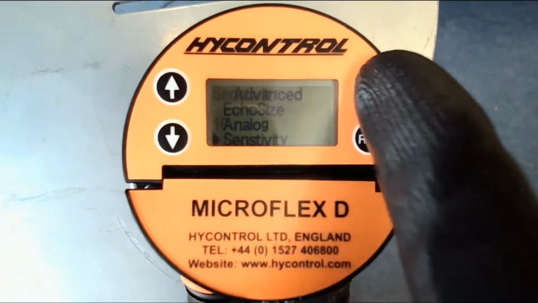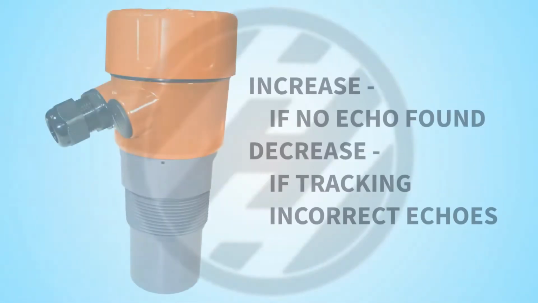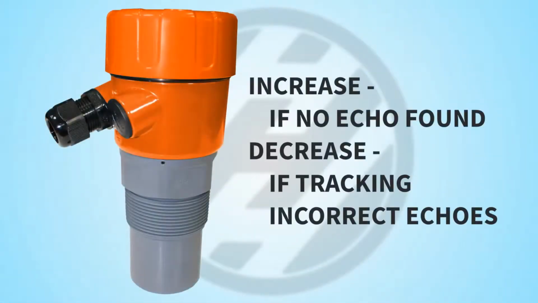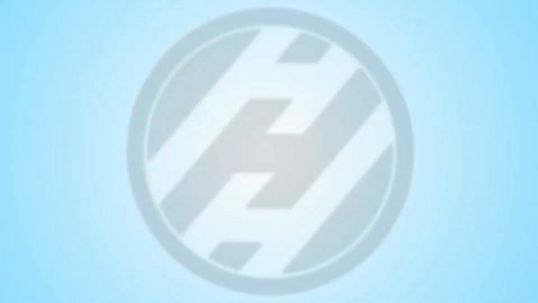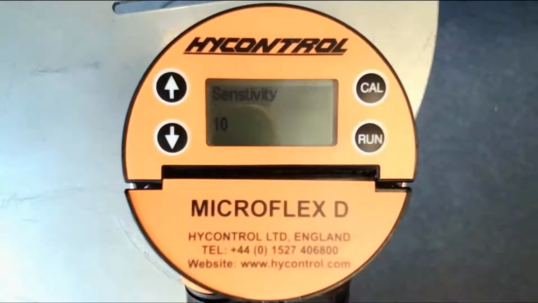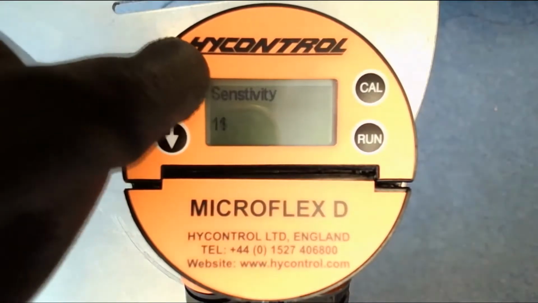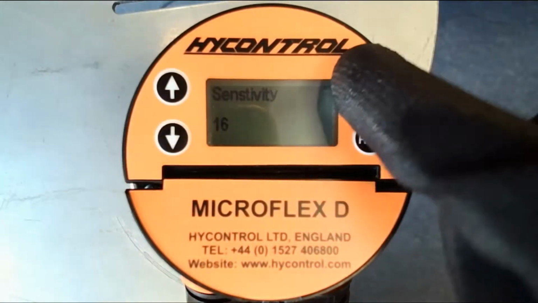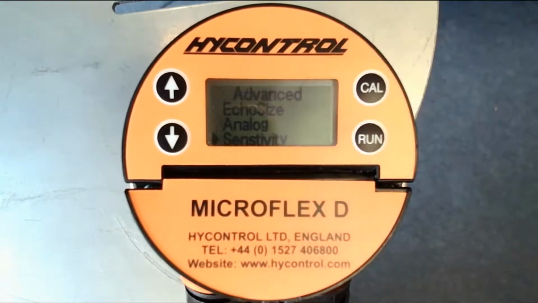Press the down arrow once more, we can then look at the sensitivity. Press the Cal button and the sensitivity is set at 10. If we are not processing an echo or we are seeing that the instrument is unstable, then we can increase or decrease this sensitivity. If we're not seeing a very good echo, then we would increase this sensitivity. So press the up arrow. Press Cal to accept this. Now the sensitivity would be at 16.